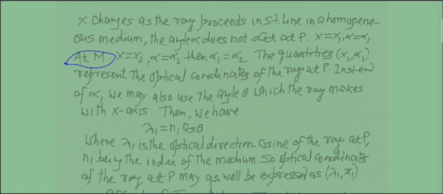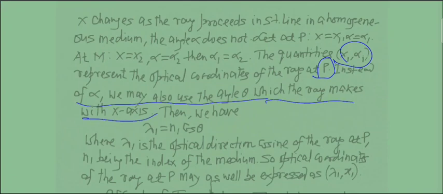So at M, x equal to x2, alpha equal to alpha 2, then alpha 1 equal to alpha 2. The quantities x1, alpha 1 represent the optical coordinates of the ray at point P. Instead of alpha, we may also use the angle theta which the ray makes with the x-axis.